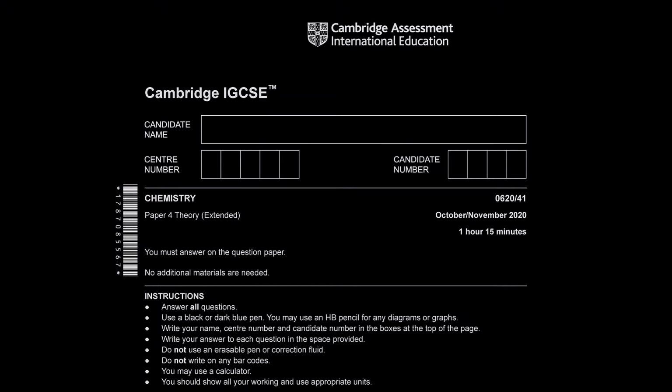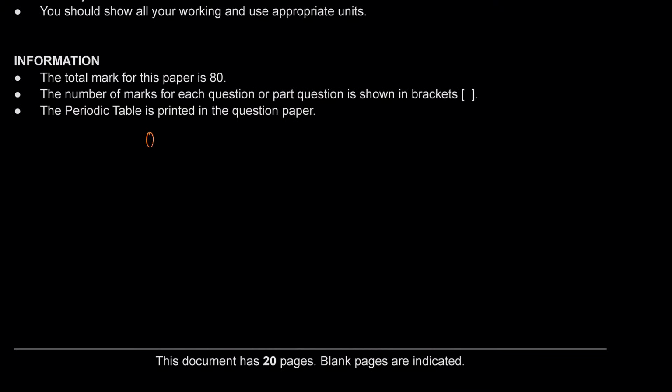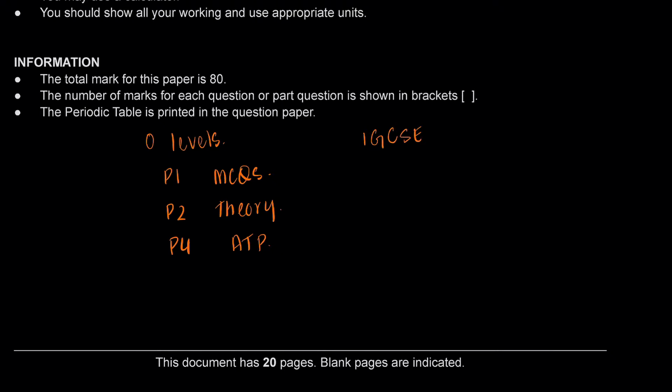For those studying O-levels who might just be a bit confused, let me just talk about it. In O-levels, you have paper 1, which are MCQs, paper 2, which is your theory, paper 3, which is your practical, but no one takes that, and paper 4, which is your ATP. IGCSE has 6 papers: P1, P2, P3, P4, P5, and P6. Now these 2 are MCQ papers. These 2 are theory papers. These 2 are, I think one's practical, one's ATP, right?